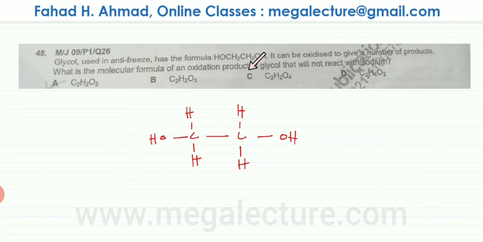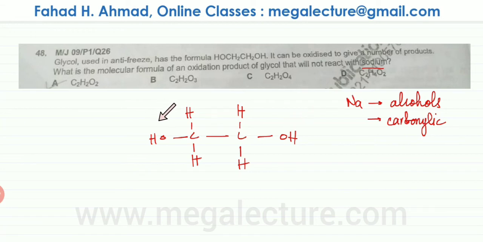What is the molecular formula of an oxidation product of glycol that will not react with sodium? Now the first thing is, what does sodium react with? That's the first thing that we need to know. It doesn't react with sodium. So we need to figure out what sodium reacts with. Now if you remember, sodium reacts with two things. One of them is an alcohol. It reacts with alcohol, so there should be no OH groups as shown in the diagram. And there should be no carboxylic acid. Sodium is going to react with both of them.